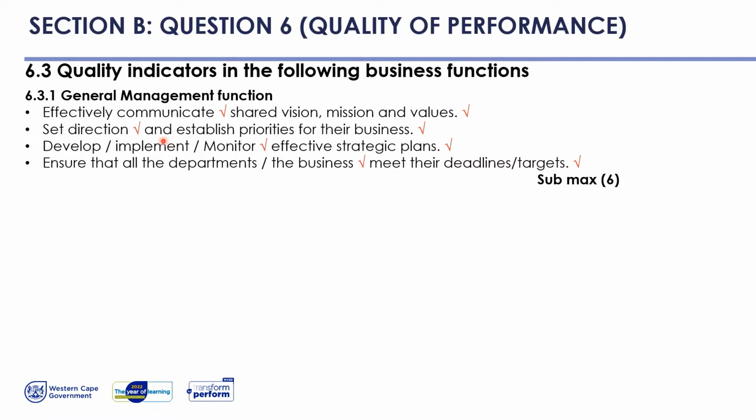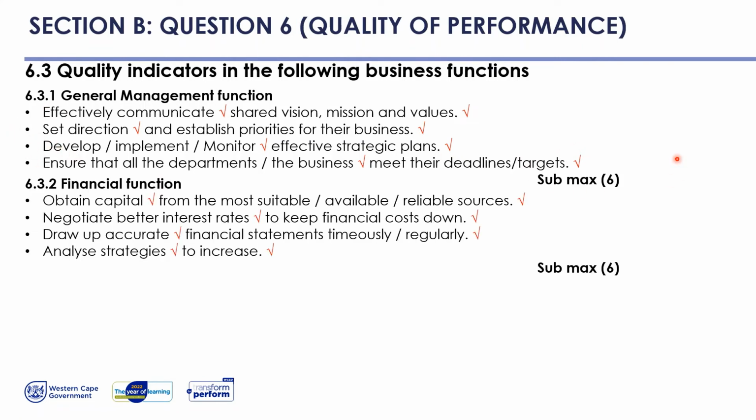So this one is quite an important point to make for the general management function because they oversee the other functions. There's a sub-max of 6 allocated here. In other words, 3 answers here should be sufficient for 6 marks.